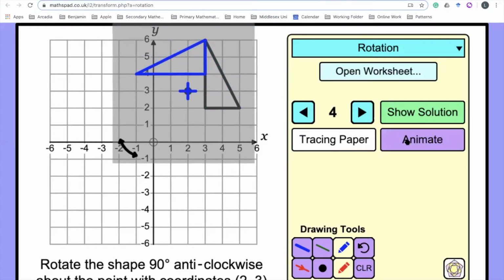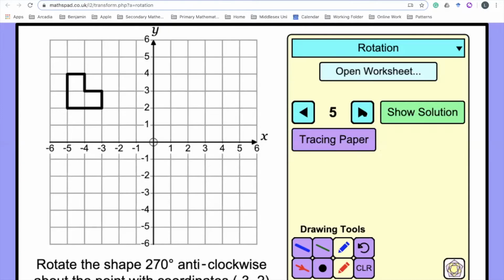There you go. That's my new one. Next question. Rotate the shape 270 degrees anti-clockwise about the point -3, 2. So I look for my points first, -3, 2. There you go. I know it's a bit tricky because now the center of rotation is actually on the shape.